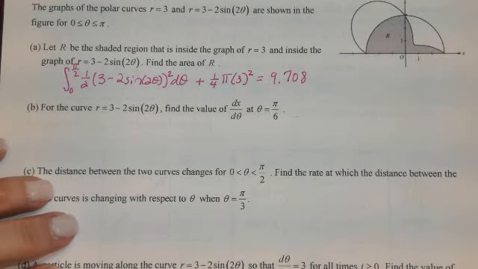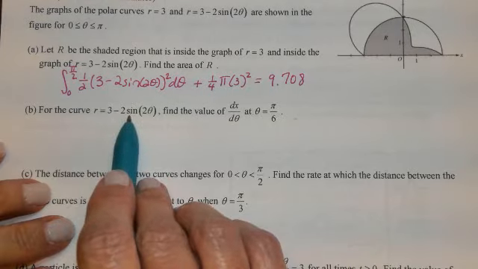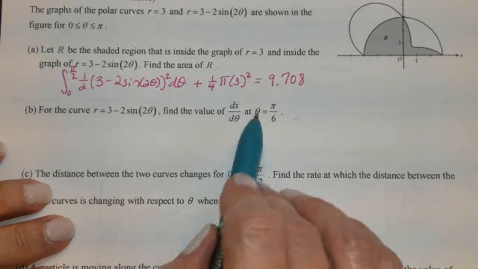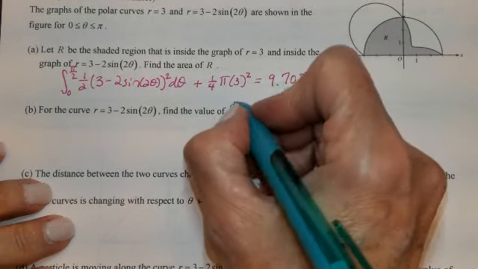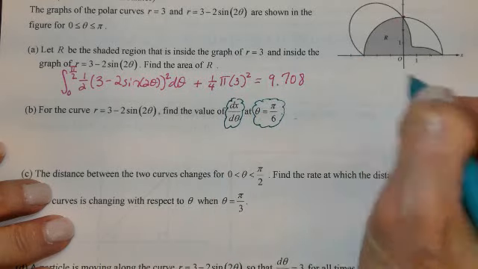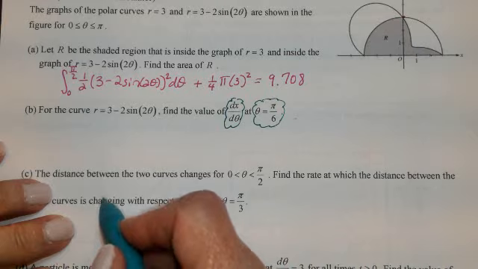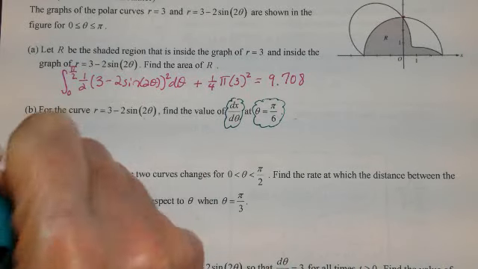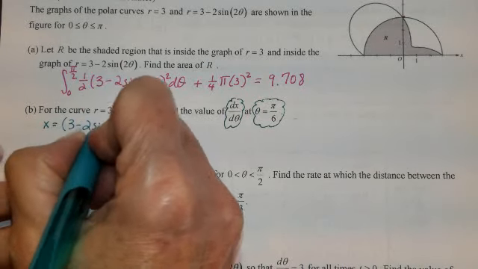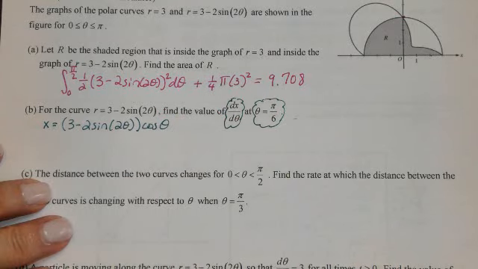All right, part B. For the curve 3, so for the interesting curve, find the value of dx d theta at theta equals pi over 6. If they're asking me something about x, what are we going to need to use? x is equal to r cosine theta, right?